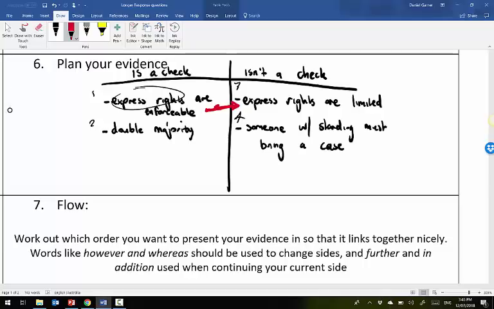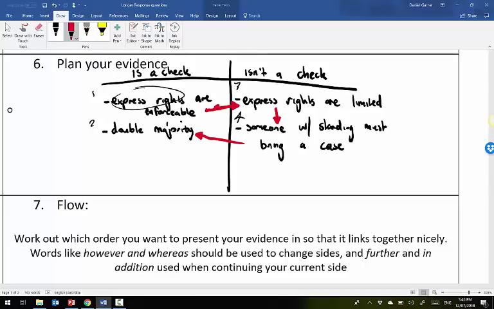Then I might say, further to this, someone with standing must bring a case to actually get this legislation invalidated. I'm talking about the role of the High Court a little bit there. And then I might come back to double majority at the end. So just organising what flow I'm going to get so that I can make sure my answer links together really well.